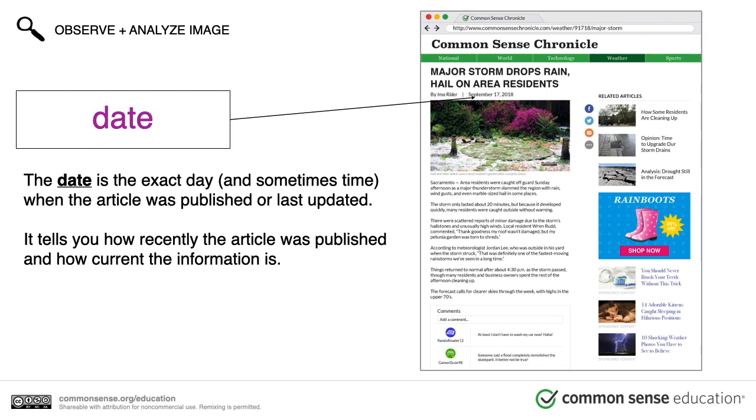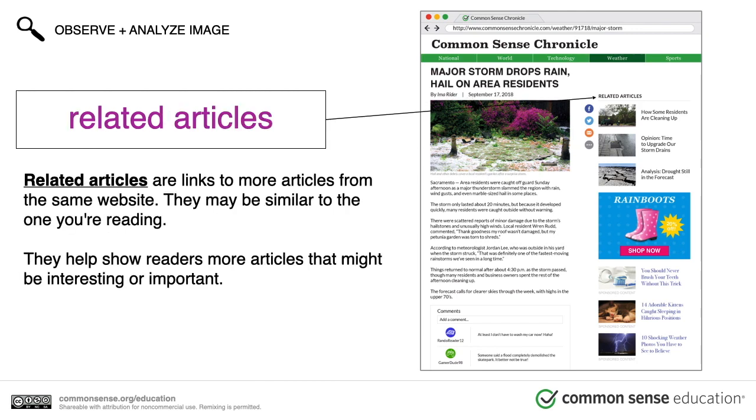Also, again, like I said about the byline, there's a date, and sometimes the date helps tell how recently the article was published and how current the information is. There's a related articles section, and related articles are links to more articles from the same website that might be similar to the one that you're reading. They help show readers more articles that might be interesting or important.